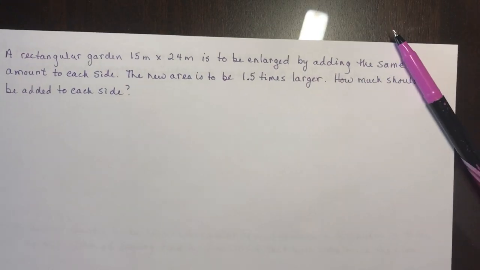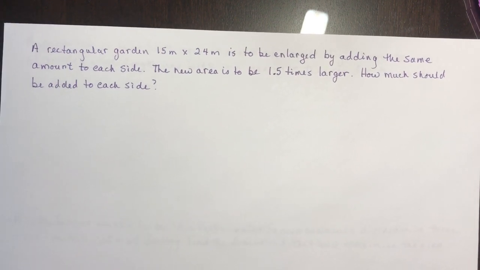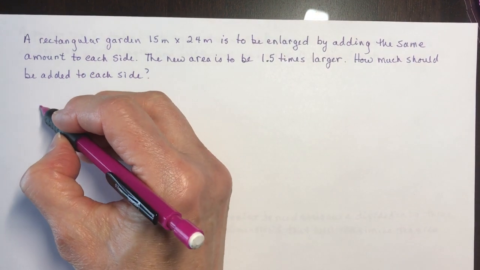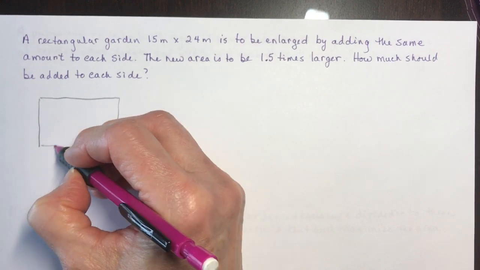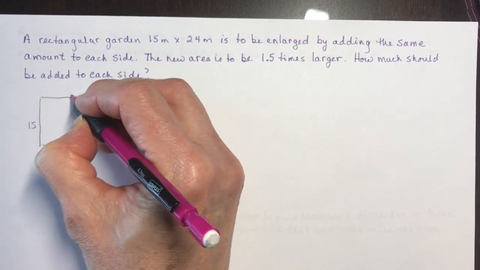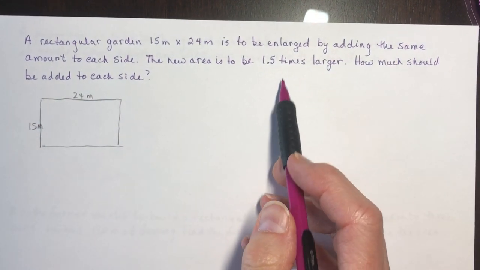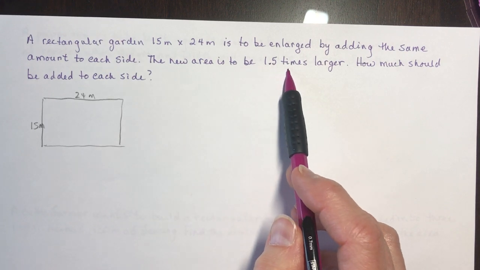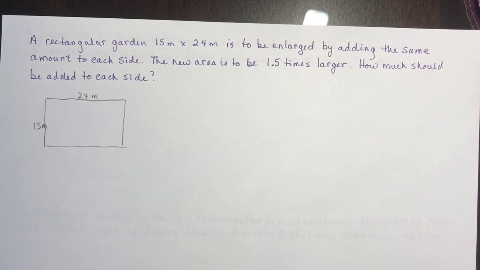Okay, the next one I'm going to do, this is one more with framing. It's another garden question, a little bit different. It says a rectangular garden 15 by 24. Okay, so I'm going to draw that one, 15 by 24 meters, is to be enlarged by adding the same amount to each side. The new area is to be 1.5 times larger. How much should be added to each side?